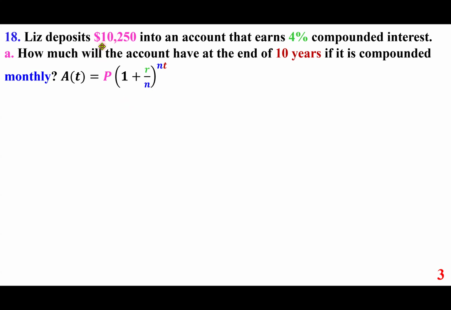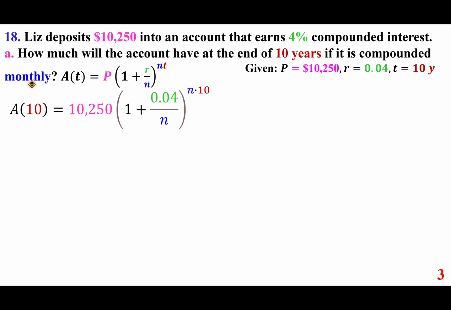So the amount of principal, $10,250. Rate is 4% or 0.04. T is 10 years. Now monthly. n is the number of compounding that takes place per year. Annually, n becomes 1. Monthly, n becomes 12. So that's the general formula we're going to use. And for this case, we use n equals 12.